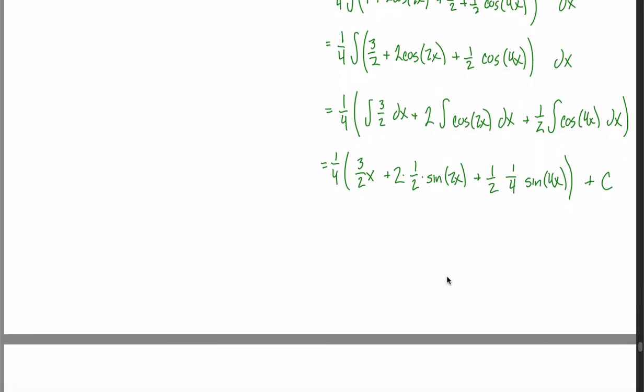And this is a perfectly acceptable answer the way it's written, but as you probably know by now, I like making things pretty. So 1/4 times 3/2 is the same as 3/8 x. This next term, the 2 and the 1/2 cancel out, so this is just sine of 2x, but don't forget to make the 1/4 hit it, so you get 1/4 sine of 2x. And then this term, a half times a fourth is an eighth, and an eighth times a fourth is a 32nd. So I get 1/32 sine of 4x. And then don't forget your plus c.